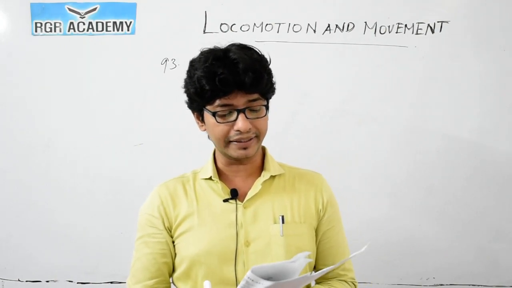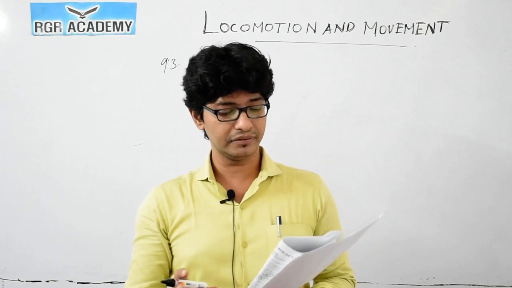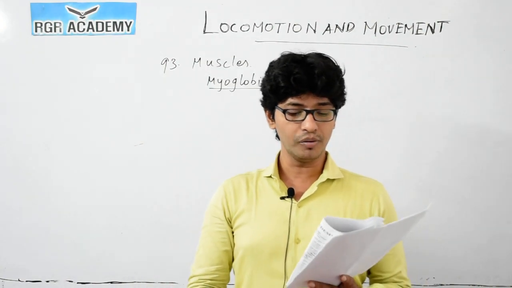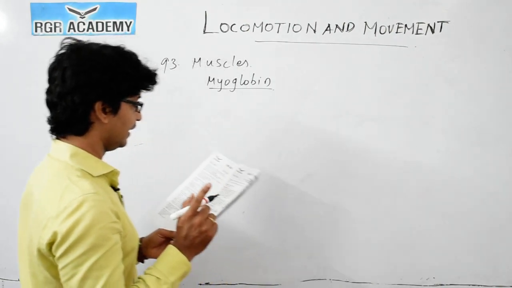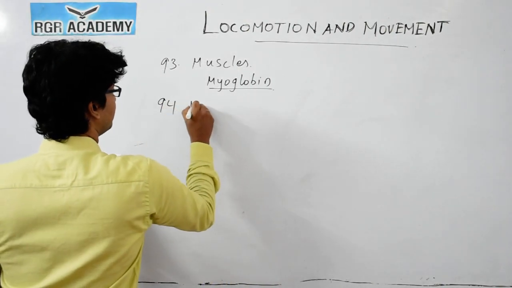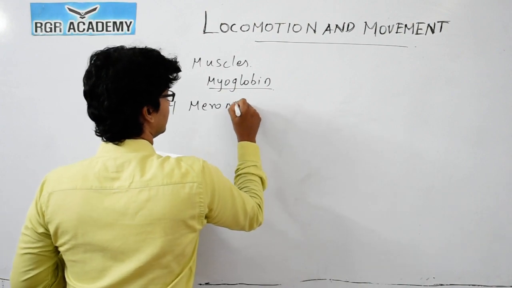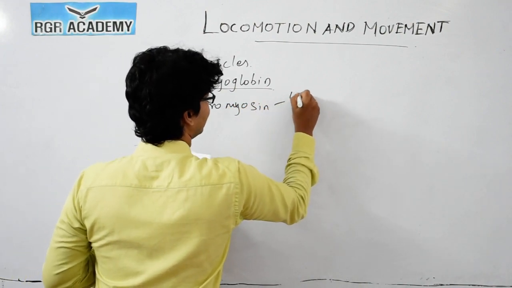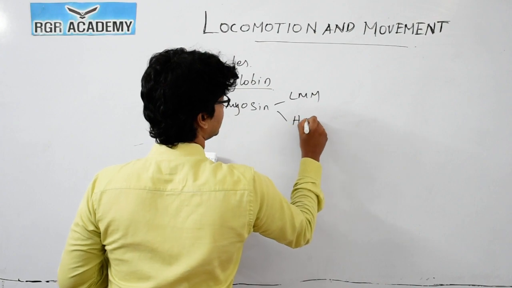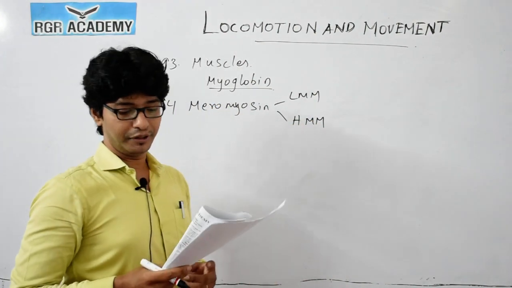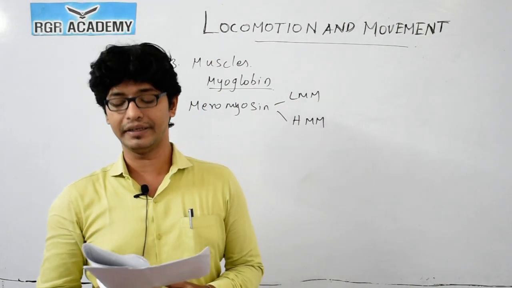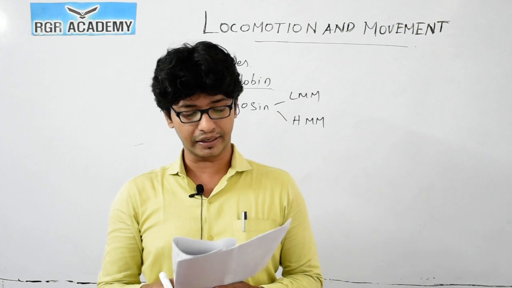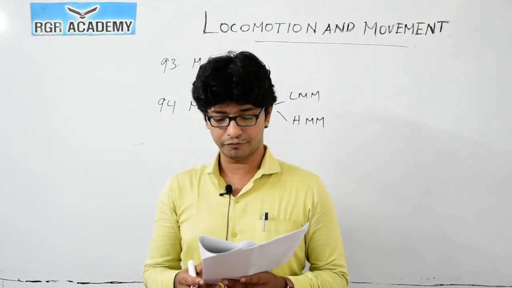Coming to 94, actin binding proteins are located in, where, troponin, no, tropomyosin. Then the correct answer is meromyosin. You would have studied that meromyosin is classified into two, light meromyosin and heavy meromyosin. LMM stands for light meromyosin and HMM stands for heavy meromyosin. In these segments you could see the ATPase sites and the binding site for the actin. So the correct option is 3 for question 94.